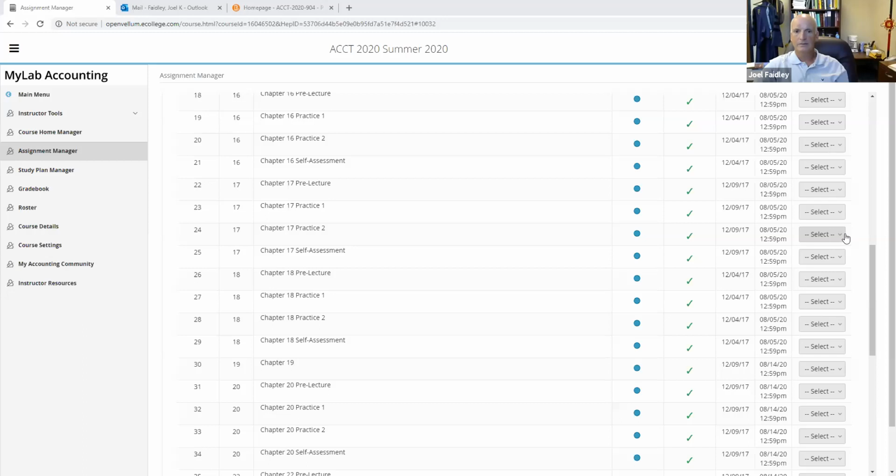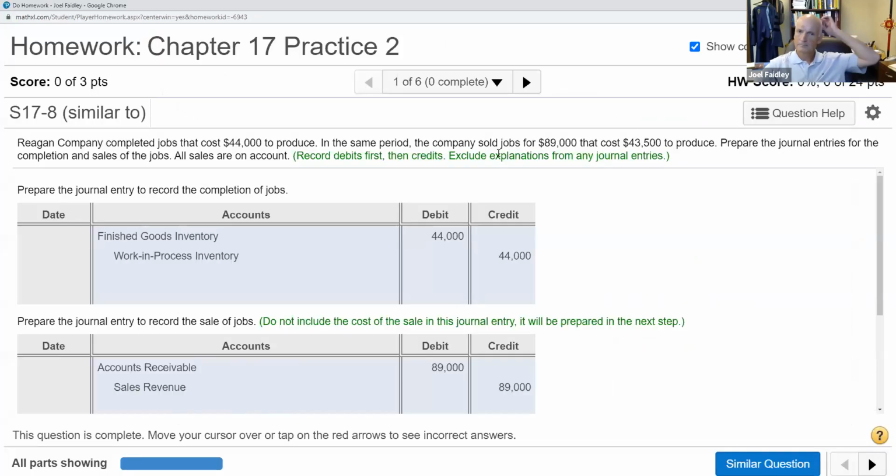Let's see practice set 2. Make sure I'm sharing this. All right, some journal entries here. $44,000 completed. So it comes out of work in process and goes to finished goods. Goes from one inventory account to another.